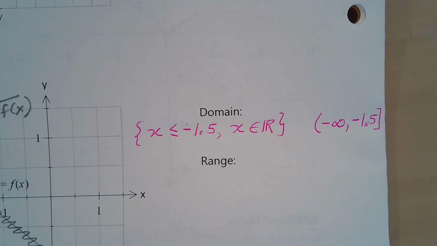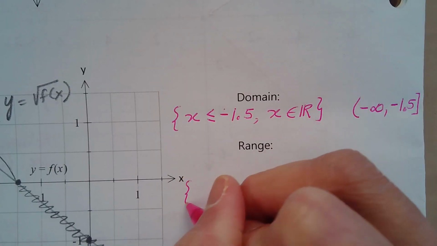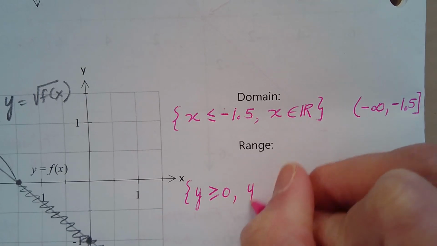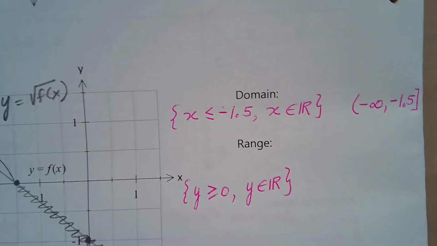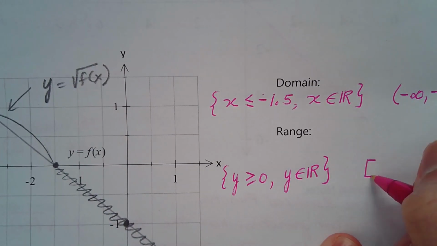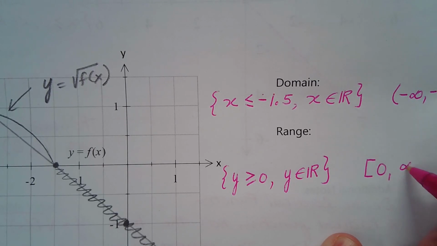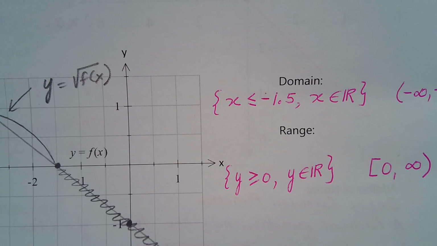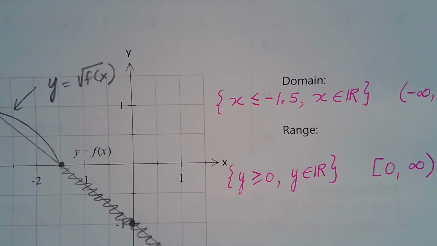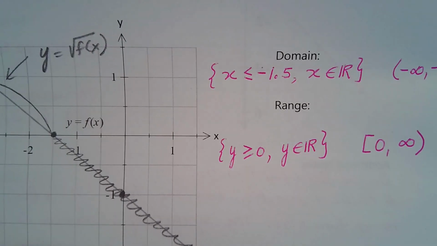Okay, take a look at the range. What is the range of the function? y has to be greater than or equal to 0, where y is an element of real numbers. And what's the other way of writing that? Square brackets, 0 to positive infinity. That's good. Is that okay? So that's that part. Good.